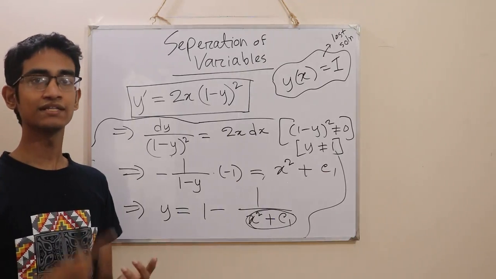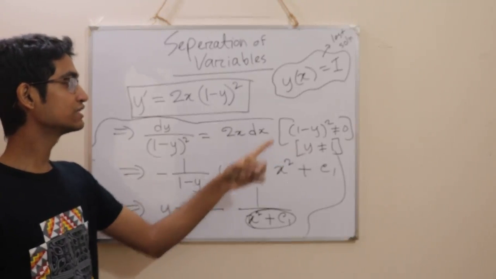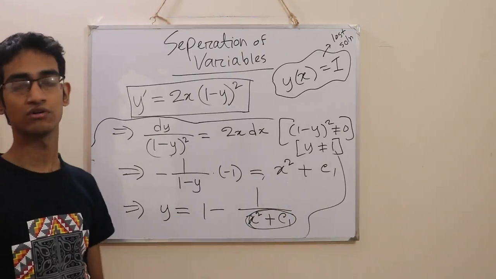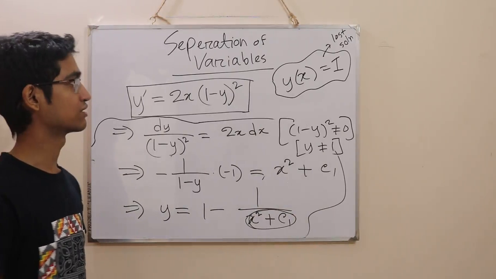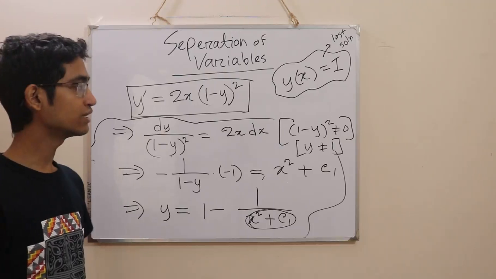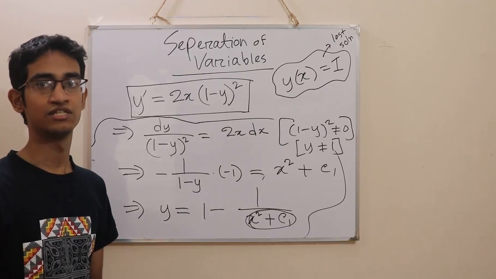So just by making this assumption, we are losing this value. If we didn't make the assumption and acted accordingly, we wouldn't lose this value. So this is a limitation of the separation of variables technique. We end up losing some solutions of this differential equation.